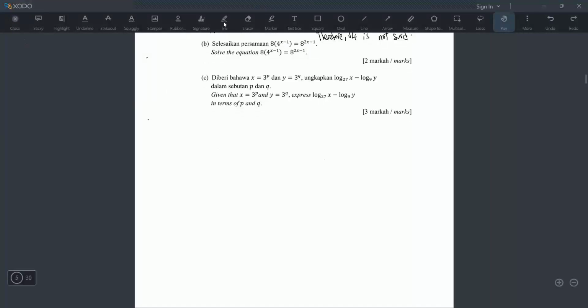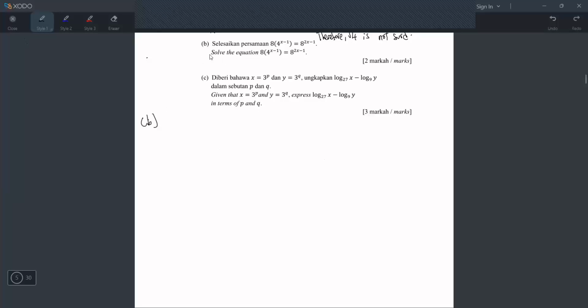Okay, so now we can continue with B. B says what? Solve the equation. Solve means find x. So let's write down the question first. 8, the bracket here means times, 4 power x minus 1 equals to 8 power 2x minus 1. Okay, how to find x? This is an indices question. When we are dealing with indices questions, always same base. If it's not same base, we make it same base no matter what.